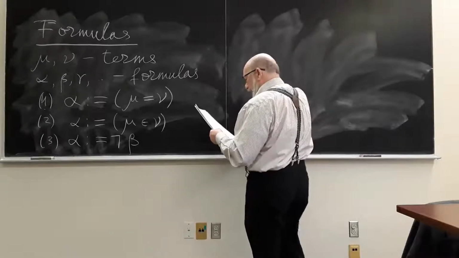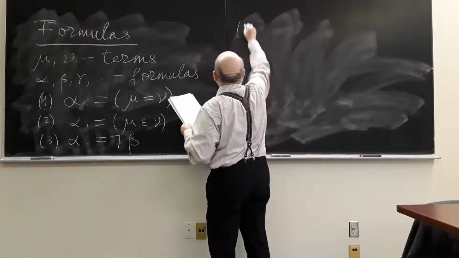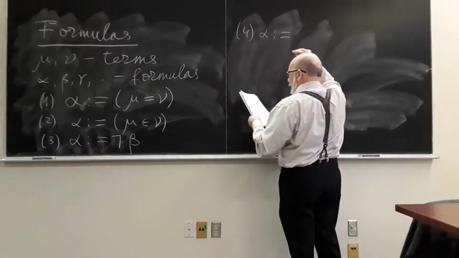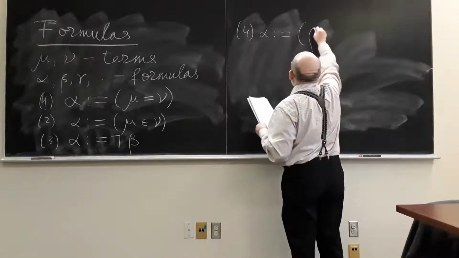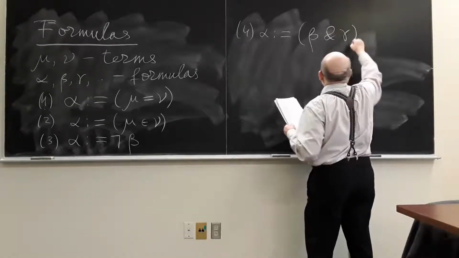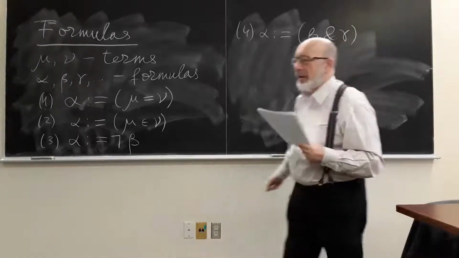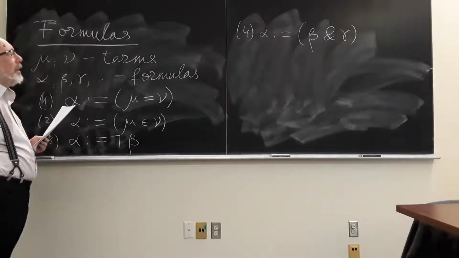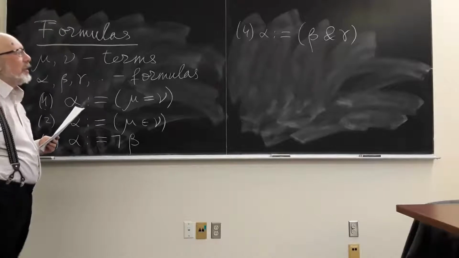The next, alpha is beta and gamma. So it is, I would say, conjunction of two other formulas.